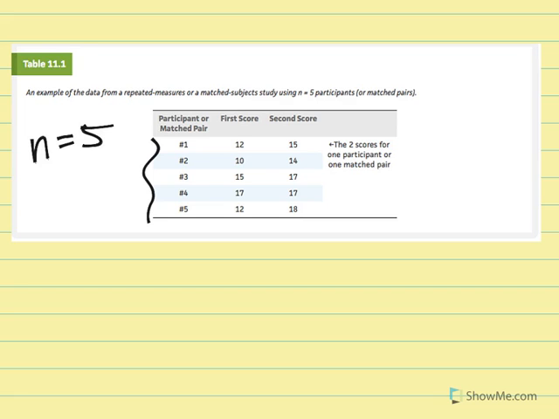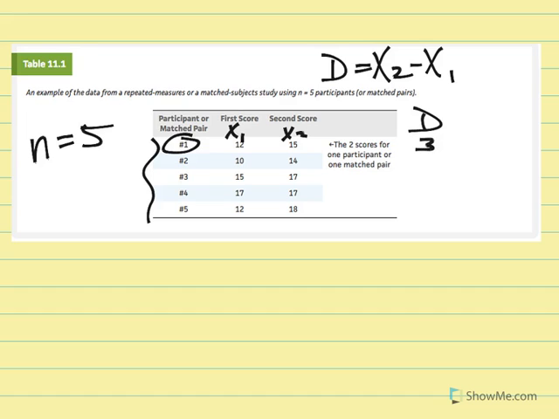And then the first score is denoted by X sub 1. The second score is X sub 2. So this is the second treatment, right? But again, it's the same person. So in number 1, these two scores relate to one individual, their second score and their first score. So to compute the difference score, again, the difference score is equal to X sub 2 minus X sub 1. So we'll create a new column that we refer to as D. So 15 minus 12 gives us 3. 14 minus 10, 4. 17 minus 15, 2. 17 minus 17, 0. And 18 minus 12 is equal to 6.